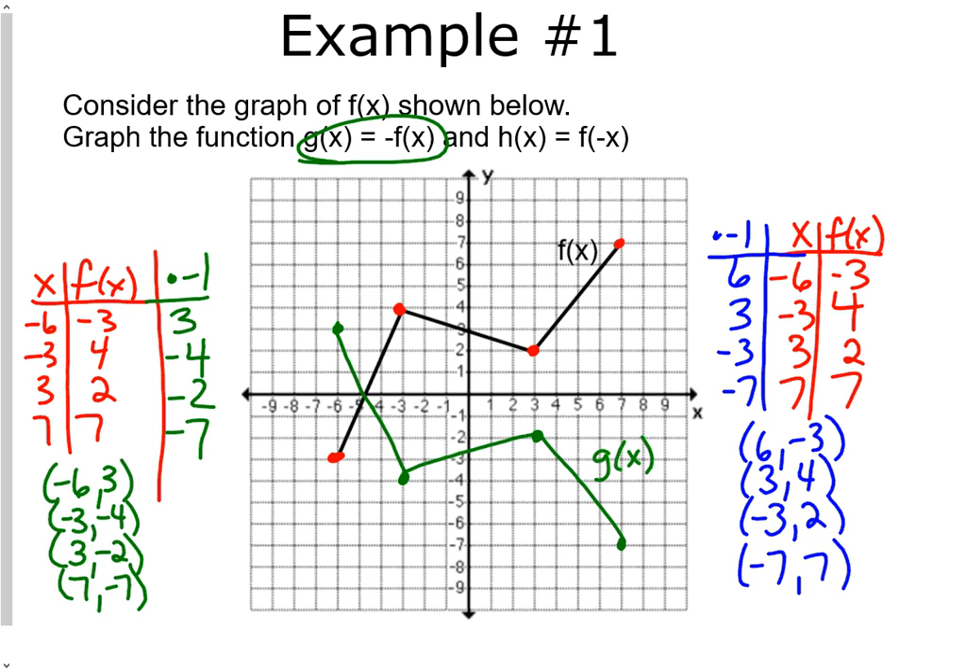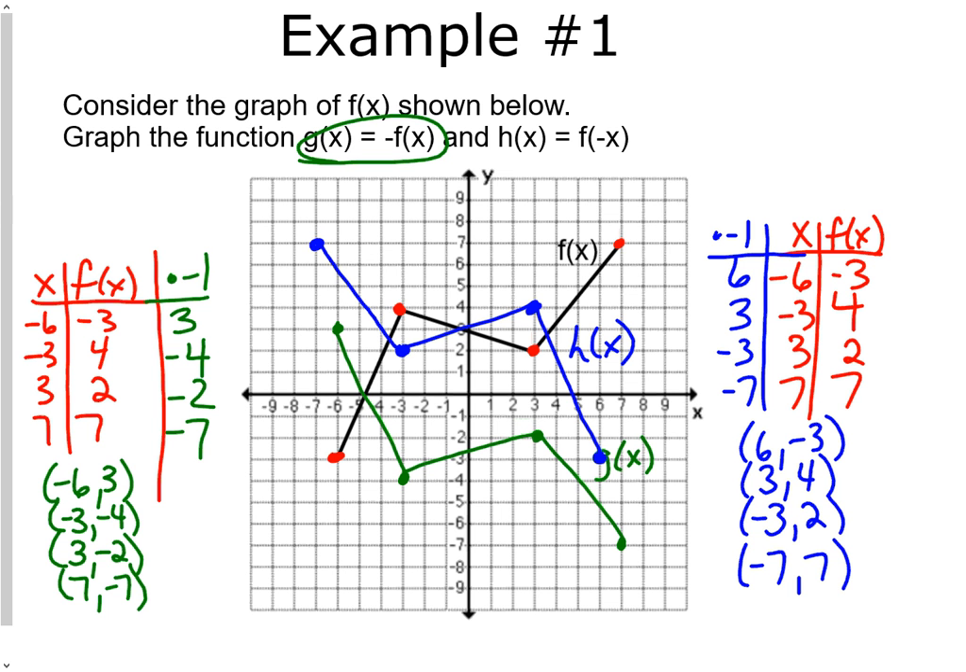All right, and again, let's plot these on the graph. So 6 comma negative 3 is down here. And if I just step back and look, I can see that that's a reflection over my y-axis. 3 comma 4, again, I can see that reflection happening. Negative 3 and positive 2. And then negative 7 and positive 7. And so if I connect these points, this is my h of x.